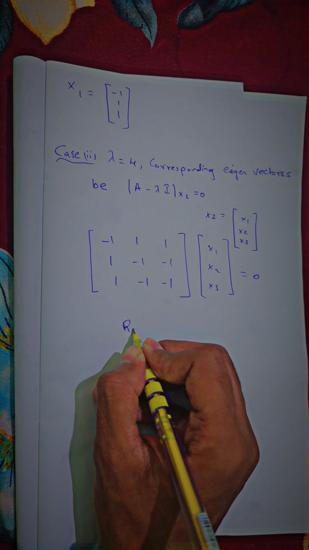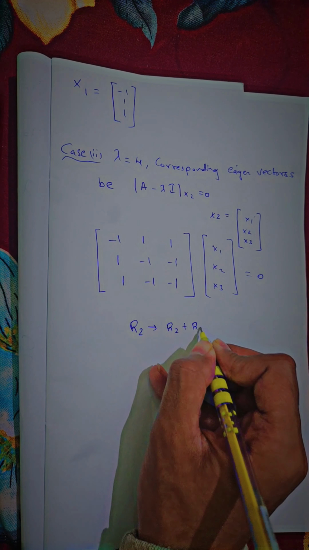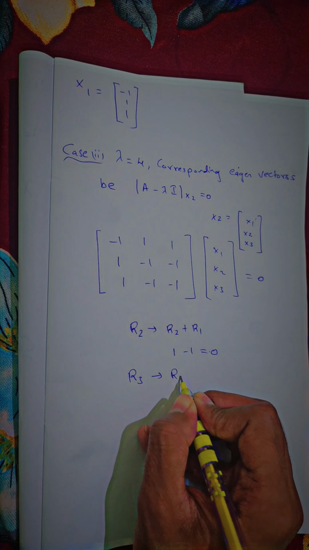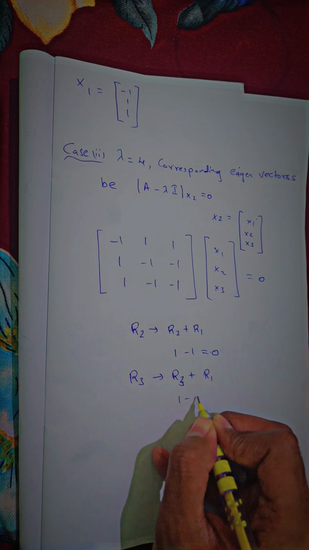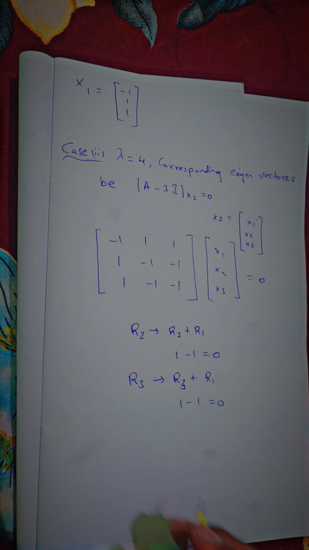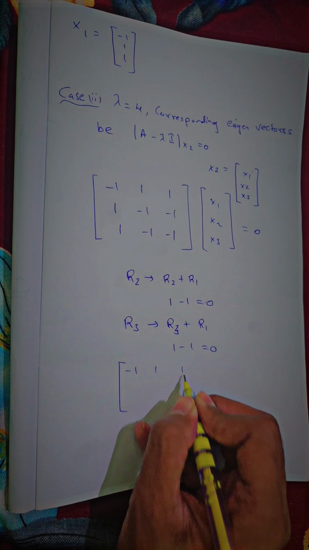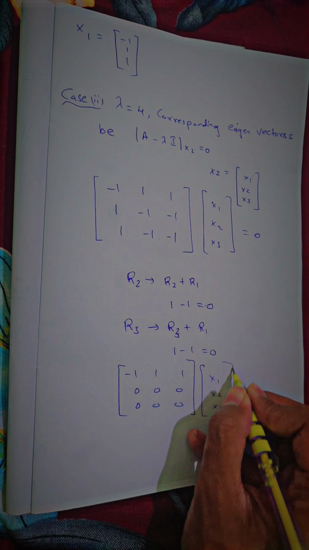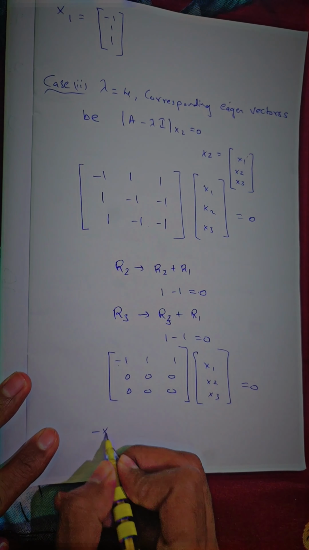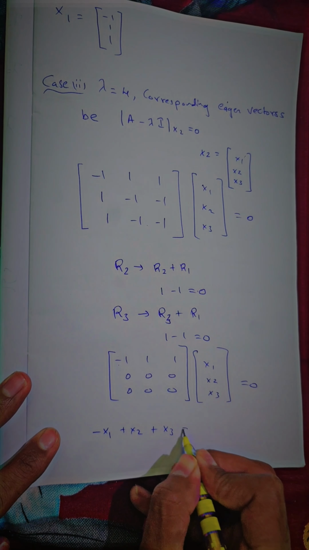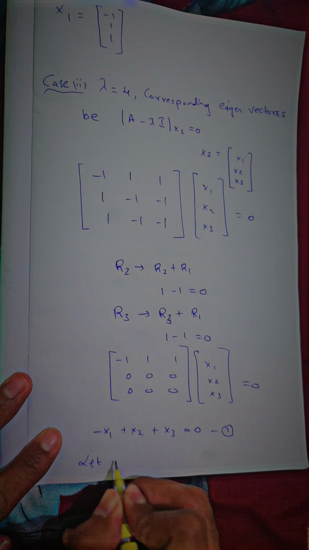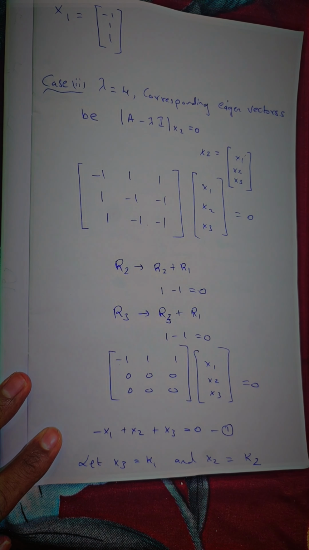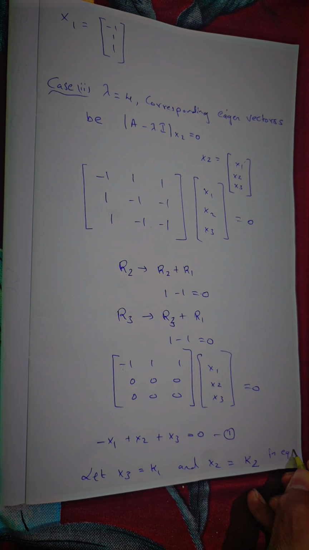So we need to do row operations here. R2 tends to R2 plus R1, and so 1 minus 1 is equal to 0. R3 tends to R3 plus R1, 1 minus 1 is equal to 0. We need to make this row and this row as 0. So we do that: minus 1 1 1, 0 0 0, 0 0 0. Here x1 x2 x3 equal to 0. So now minus x1 plus x2 plus x3 is equal to 0. This is equation 1. So now let x3 is equal to k1 and x2 is equal to k2 in equation 1.